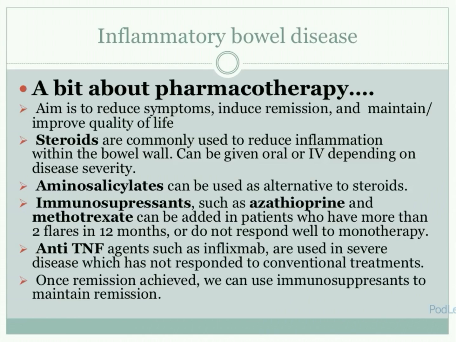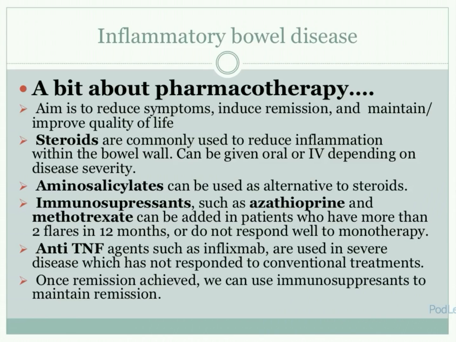Steroids are commonly used to reduce inflammation within the bowel wall, and these can be given oral or IV depending on disease severity. If patients can't tolerate steroids, we can use aminosalicylates, which also help to reduce the inflammation within the bowel, and literature suggests that these work by mopping up free radicals. Immunosuppressants such as azathioprine and methotrexate can be added in patients who have more than 2 flares in 12 months or do not respond well to monotherapy.